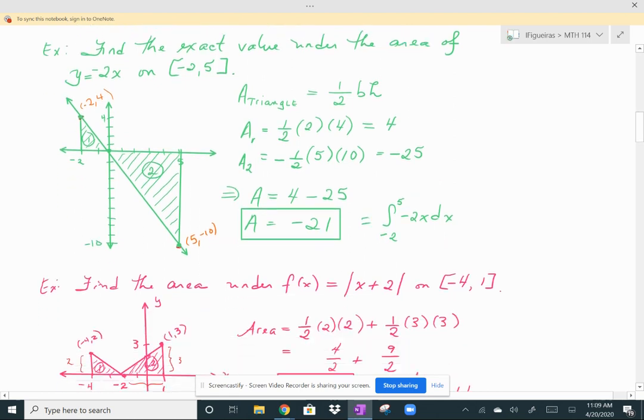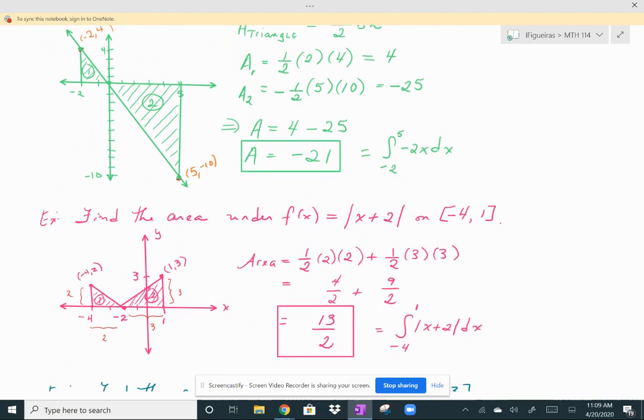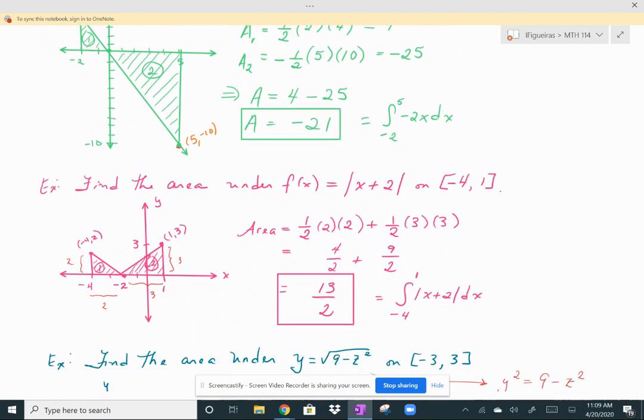Okay, so let's compute this area also by using geometry. We do not need Riemann sums for these because of the shape of the curve. So here, you want to find the area under f of x equal to the absolute value of x plus 2 on the interval from negative 4 to 1.